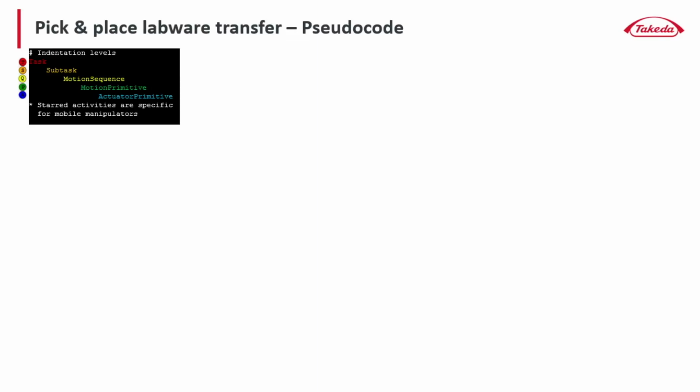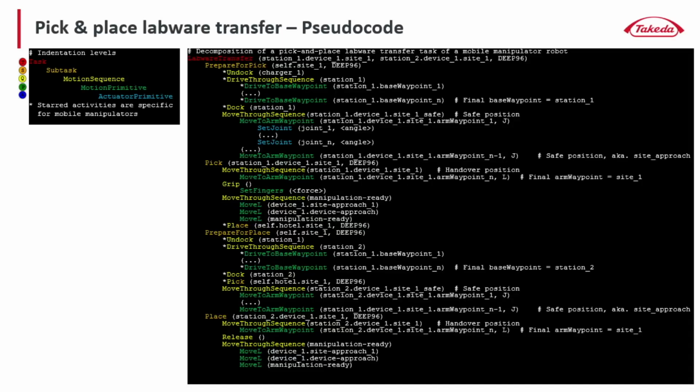So the basic principle is that we need a representation which is agnostic towards stationary and mobile robots, all the way down to the subtask level. Below that, there will be differences, you will see. So this is just to provide an overview, and I will break it down. There you also see the parameters and then the breakdown.